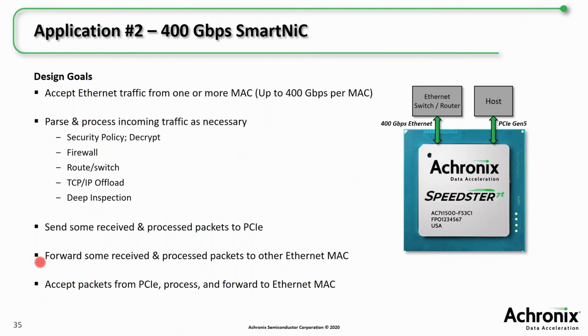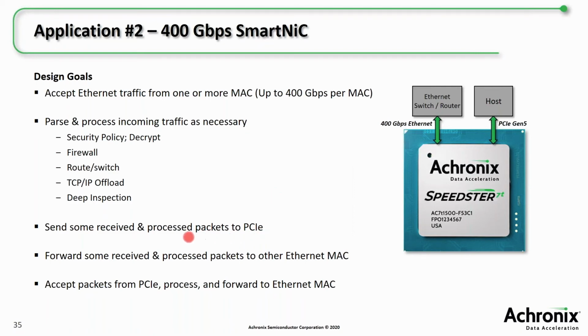Okay, let's move to our second application. Here, let's look at the SmartNIC. The design goals for this FPGA accelerator are to accept Ethernet traffic from one or more Ethernet MACs, where we have up to 400 gigabits per second per MAC, and parse and process this traffic as it comes in, which might include applying a security policy, decrypting, implementing a firewall, routing the traffic to a different egress port, taking care of the TCP/IP offload, and possibly doing deep packet inspection.